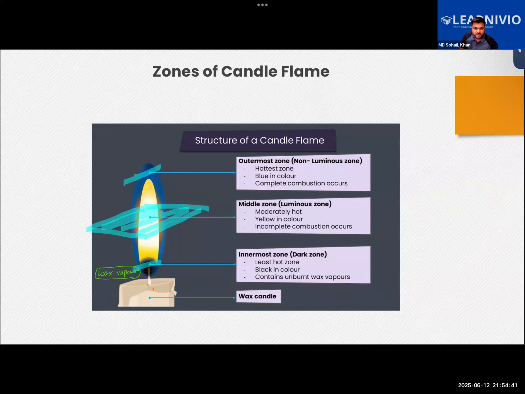So what I was saying is that the innermost zone, as we learned in the activity, contains unburnt wax vapors. Why are the wax vapors not burning properly? Because it is not getting enough air. Then, it's not only the vapors that burn; carbon particles are also released from the candle and will also be burning. So in the middle zone, the carbon particles are not burning properly, and some carbon particles are unburned. Why? Again, because it is not getting sufficient air in the middle zone of the candle flame. Hence, it is unburned. Getting it, all of you?